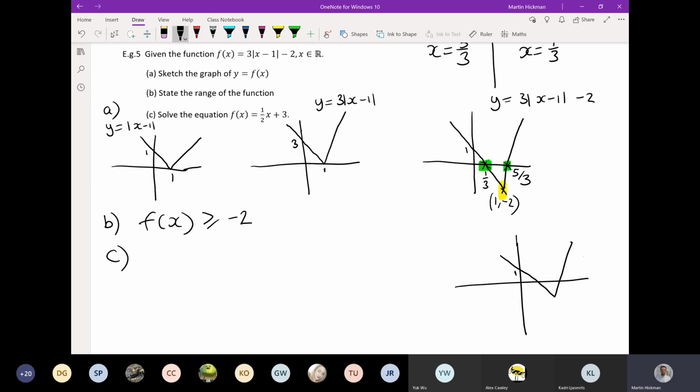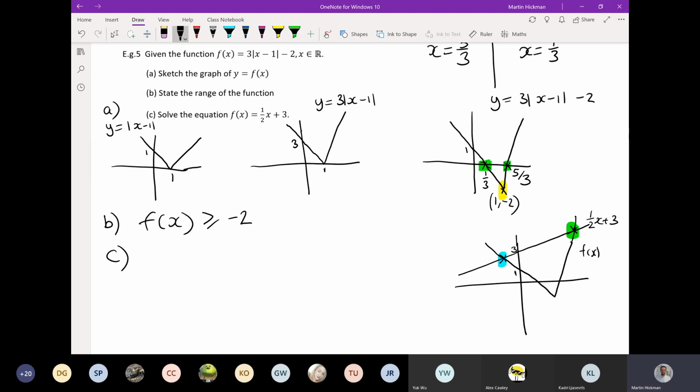For my f of x, this is the f of x here, I've got that y-intercept of 1. For half x plus 3, with x minus 1 you've got a gradient of 1, and with a half x you're going to have a gradient of a half, so it's going to be shallower than the f of x graph, but it will start above on the y-axis because the y-intercept is 3. So it's just going to look something like this. You can see that one of your solutions is going to be negative and one of them is going to be positive. This enables us to see where my two solutions are.